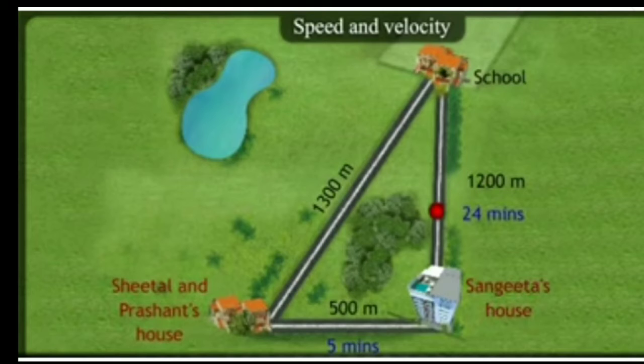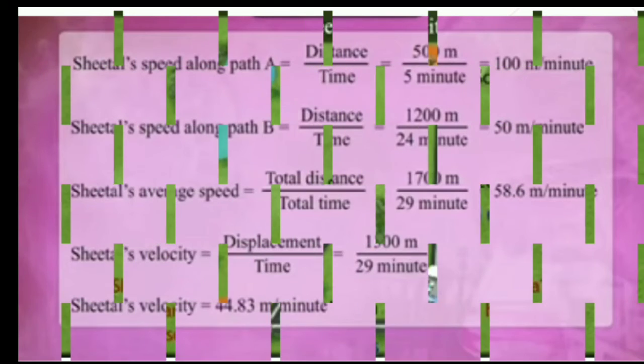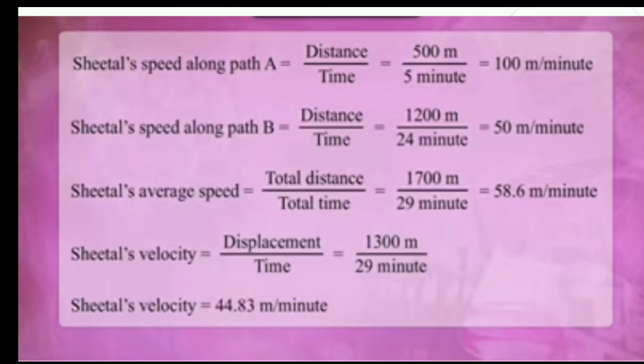So, Sheetal's speed along path A. What would be the formula? Distance upon time. The first path is 500 meters upon 5 minutes. After calculating, the answer comes to 100 meters per minute.